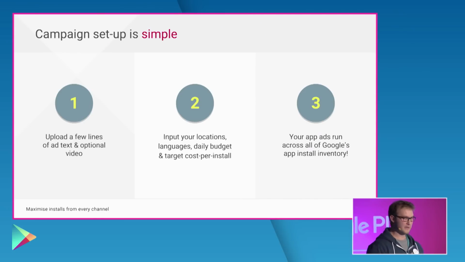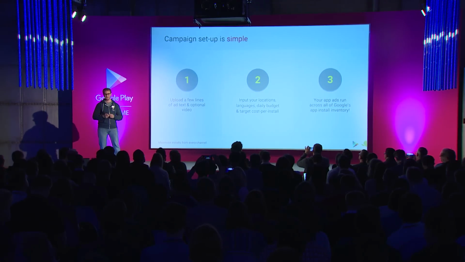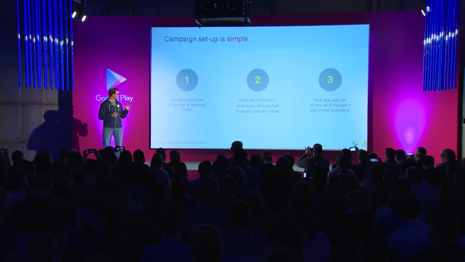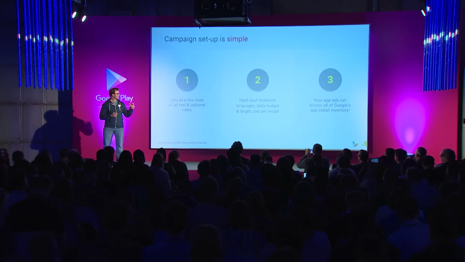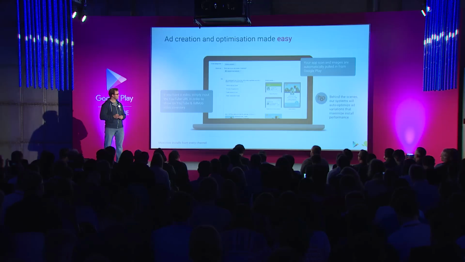The campaign flow is as easy as this. There are three steps to it. Firstly, you upload a few lines of text, a few different variations of text, and a video, and a few image ads. You can input your locations, language, budget, target cost per install, and then ultimately you just enable the campaign and it'll run across all of Google's channels targeting app install inventory.